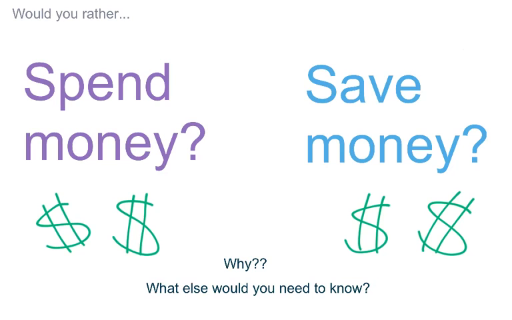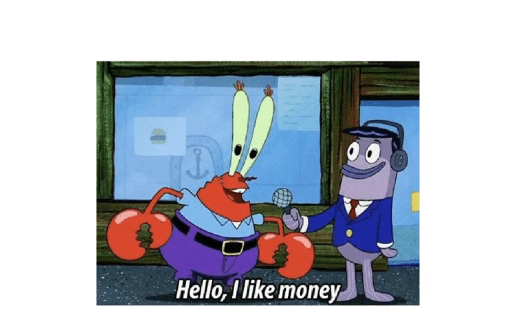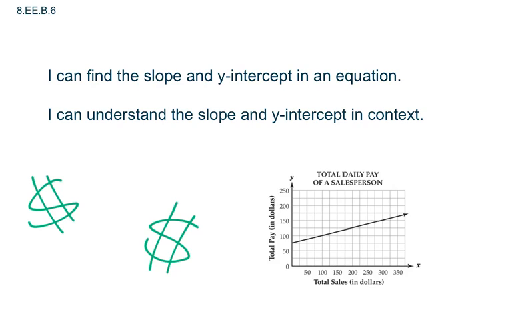So we're going to continue to talk about this today, saving money, spending money kind of things, and see how it can apply to our math. Like Mr. Krabs, most of us like money. And we're going to talk about how that can apply to slope and y-intercept form in an equation, and how that can help us understand slope and y-intercept in context. So looking at this graph here, we're talking about dollars, your total pay in dollars, and then your total sales in dollars. So this can be one way to talk about money in slope-intercept form.